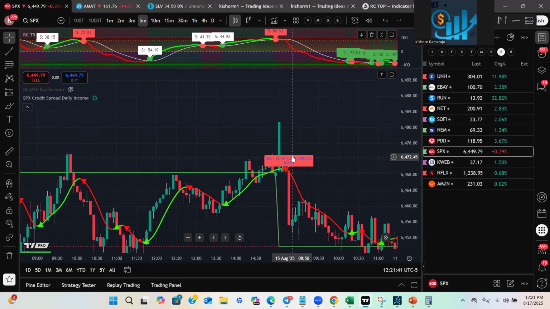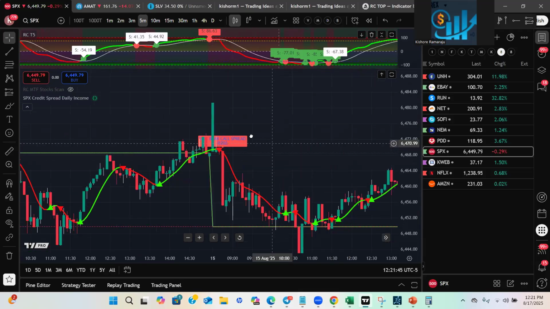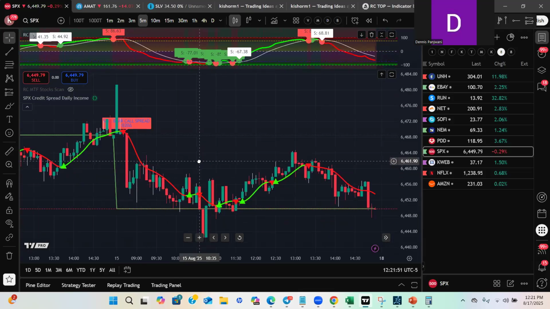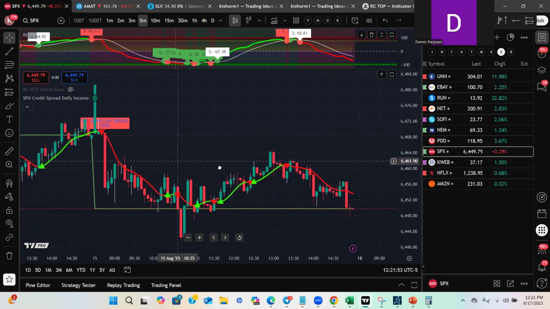So here, if it is saying bear call spread, that means you'll go here and do some bear calls above this. Then 90% of the time price will stay below that zone. Okay, all right. Thank you, Kishore. That's it.